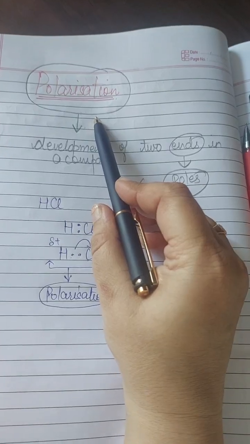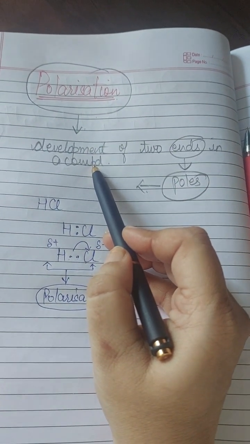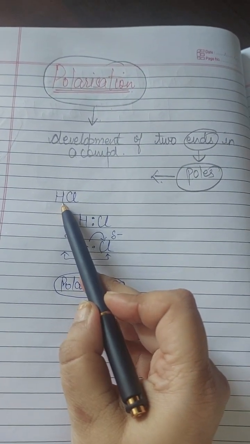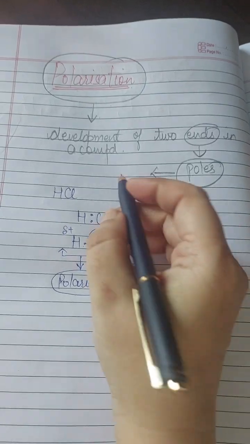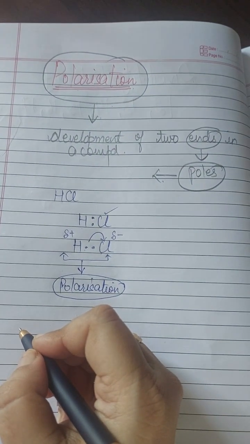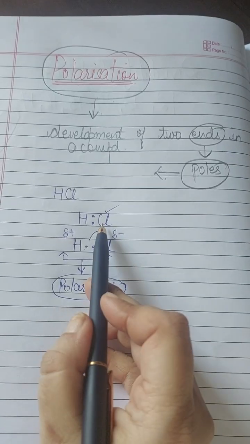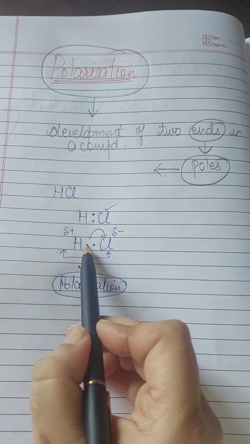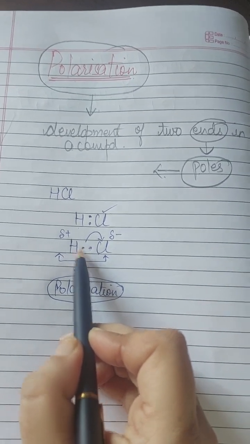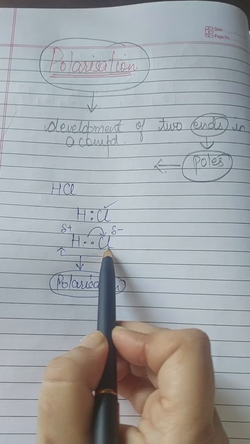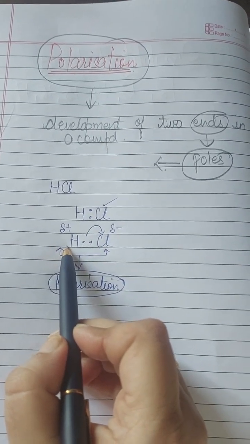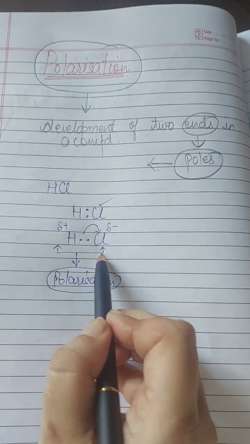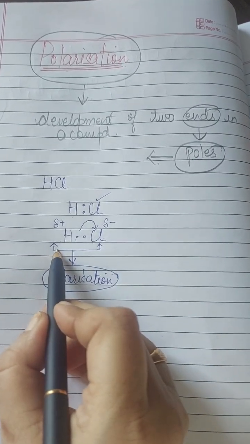What is polarization? Polarization means the development of two ends in a compound. Ends means poles. Let's take an example of HCl. In HCl, we know chlorine is an electronegative element. So what will happen there? Chlorine will try to take the electron of hydrogen also, due to which chlorine will attain partial negative charge and hydrogen will attain partial positive charge. Now look, a molecule now has two ends. One is the negative end and the other is the positive end.